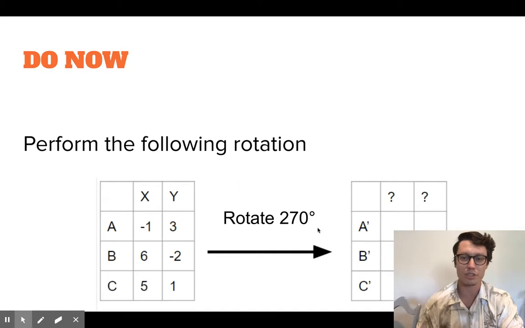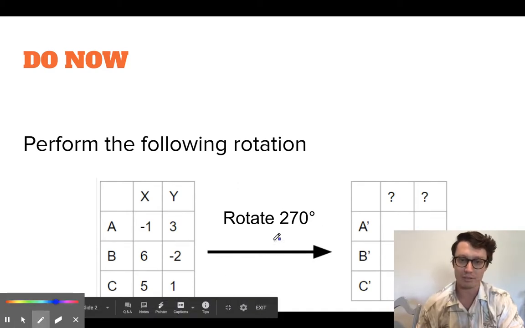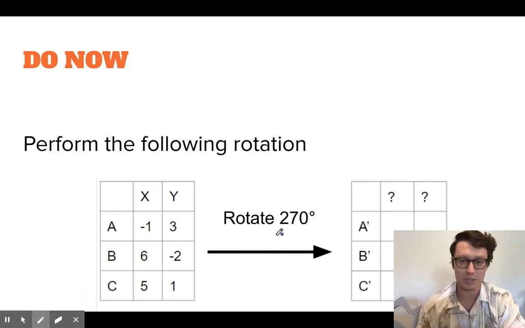Rotate 270 degrees. Okay, I don't expect you to have it memorized to know what 270 degrees is. I apologize. My face is probably over this example. All right, so you can still do it on your own.